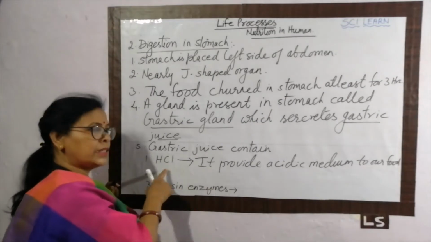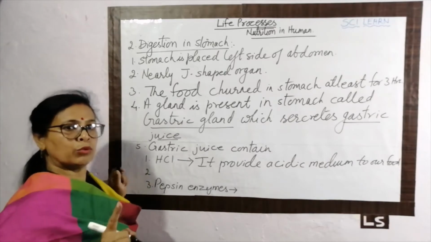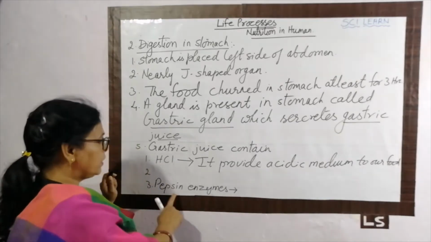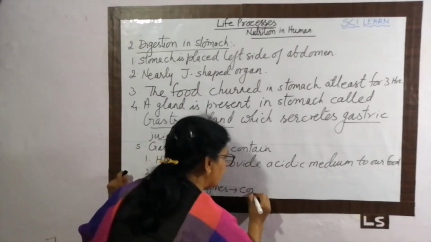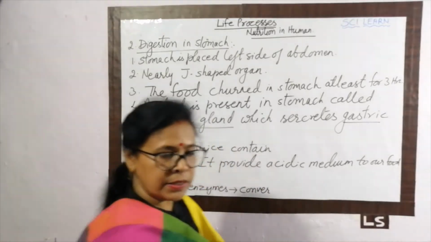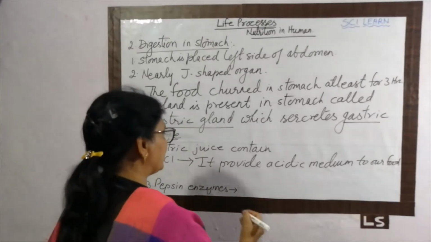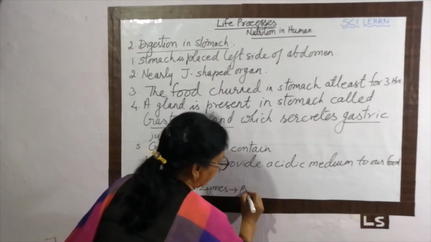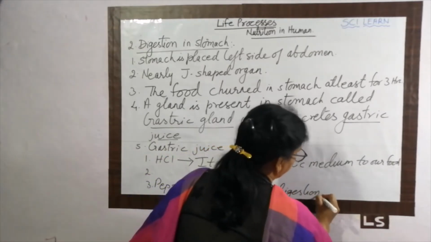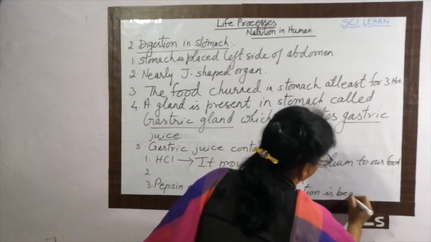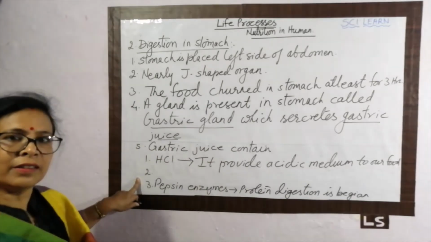That's why the HCl is secreted here. HCl is produced here. The HCl provides acidic medium to food, and due to that acidic medium, this pepsin enzyme gets activated to digest. What is the role of pepsin? It begins to digest the protein. Protein digestion is begun.